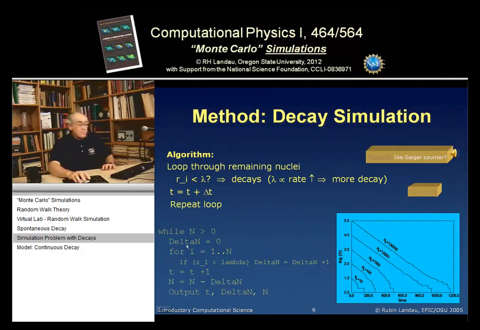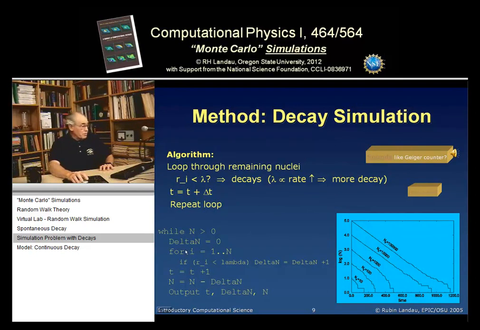So here's the algorithm. Down below here is the algorithm written down in pseudocode as you would have it in Java or C, very similar to what you'd have in Fortran. The algorithm says, let's repeat a loop while the number of nuclei remaining is greater than 0. Because if it's equal to 0, we're done. So let's start off saying there have been no decays initially, and here's the loop.